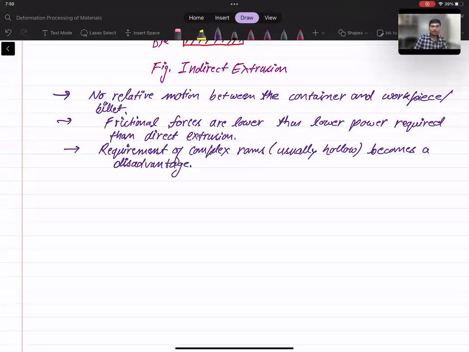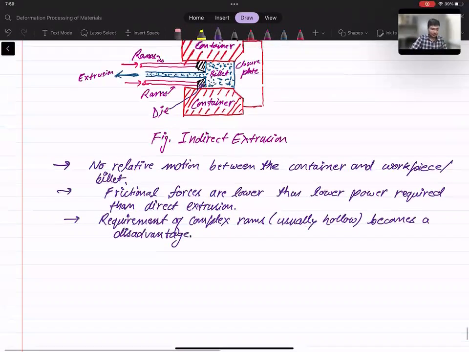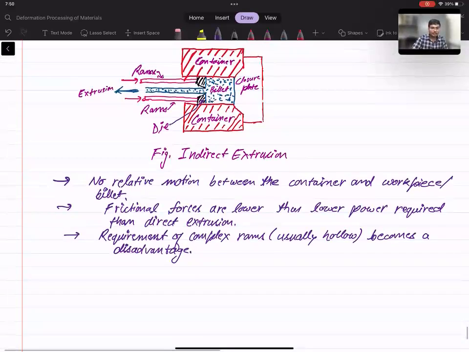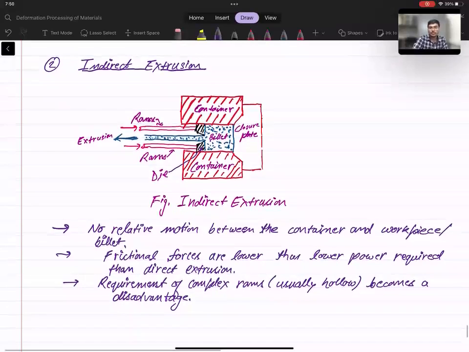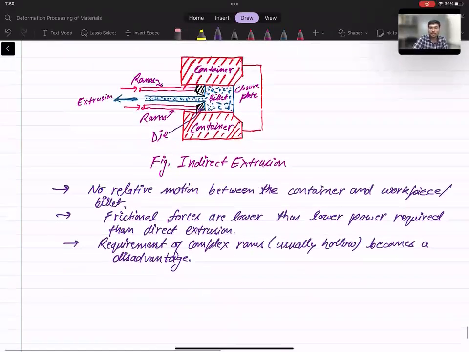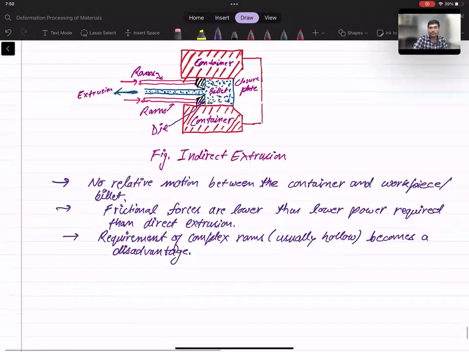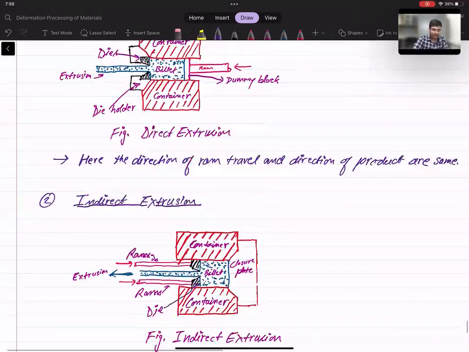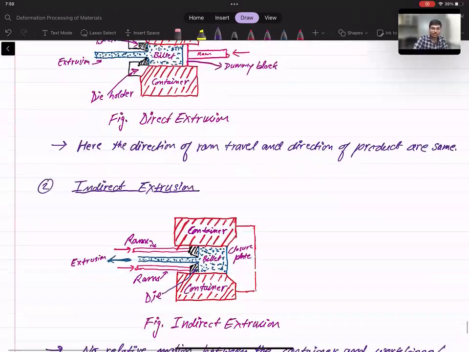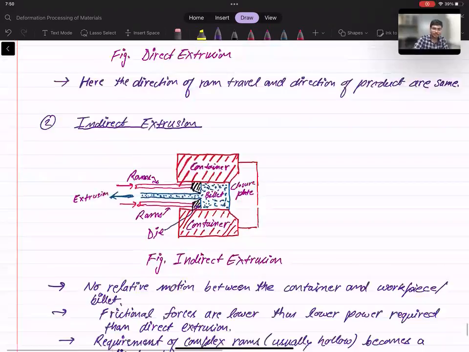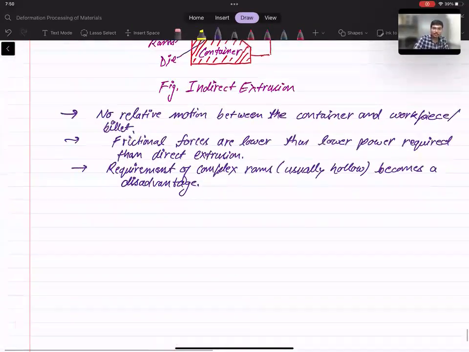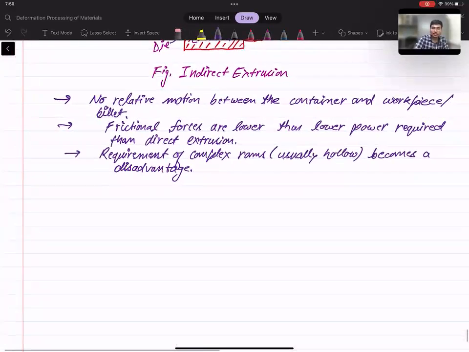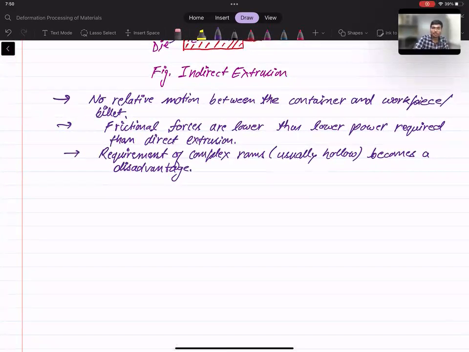Okay, so this was something related to indirect extrusion. We have now seen what is extrusion and the broad classification of extrusion as direct and indirect extrusion processes. And we have seen schematically how these processes are carried out, and these schematics also represent the entire extrusion process. So basically, how extrusion is done.